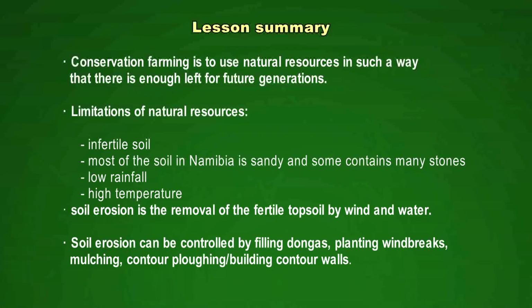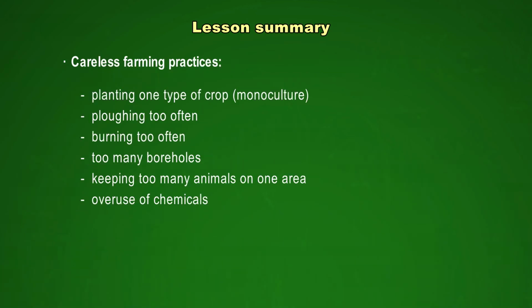Soil erosion can be controlled by filling dongas, planting windbreaks, mulching, and contour plowing. Careless farming practices can destroy natural resources. For example, planting one type of crop, which is referred to as monoculture. Plowing too often destroys the soil structure. Burning the field too often. Too many boreholes deplete underground water. Keeping too many animals on one area. Overuse of chemicals.